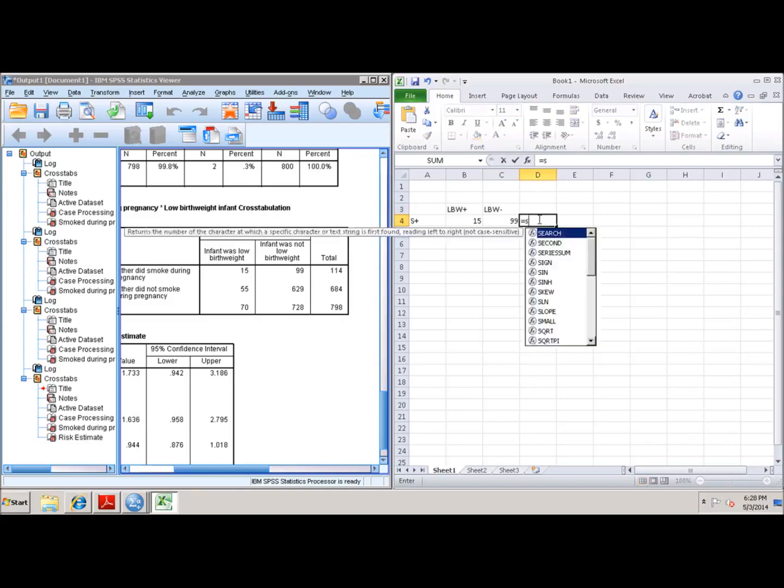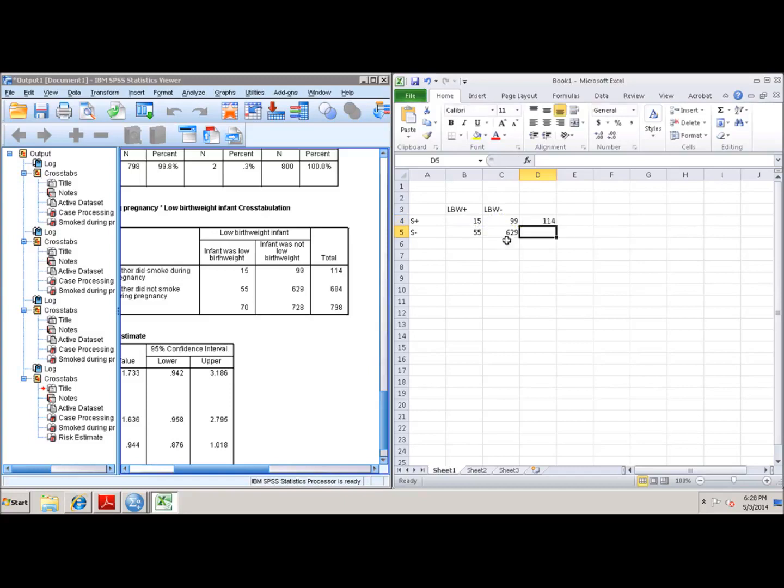And then we can sum our rows. We can do our sum function. Sum up our rows. We can sum up our columns. So we see here we have the marginal totals and they're the same as SPSS.